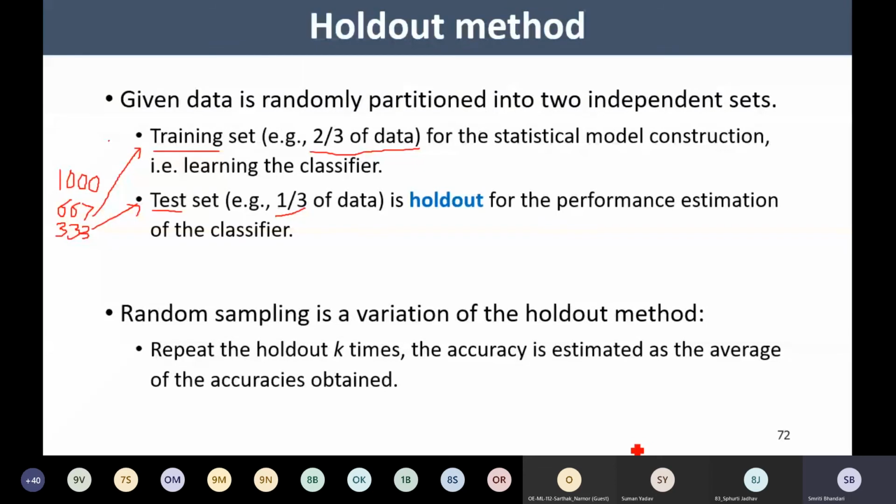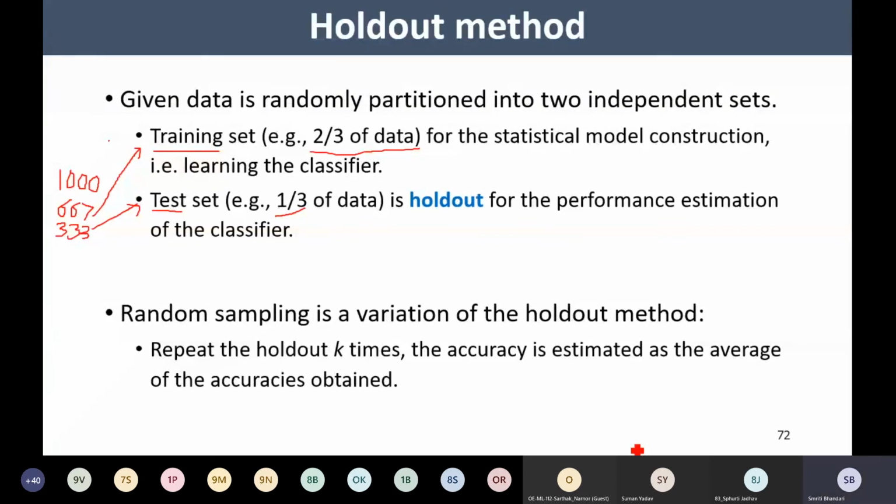And if I want to overcome these drawbacks, I need some additional methods. That is why I may come up with the random sampling method. So what is this random sampling method? Instead of having only one experiment, I will have k experiments. What do I mean by k experiments? Instead of partitioning into training set and test set only once, I will repeat this holdout method k times.